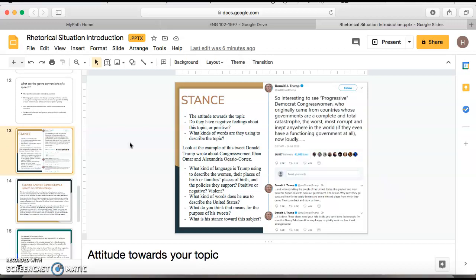It might be whether or not you're using really flowery descriptive language versus really sterile, scientific language. You can look at this example of a tweet that Donald Trump wrote about some congresswomen, and this is a good one to look at to see what kind of stance he has about this topic.